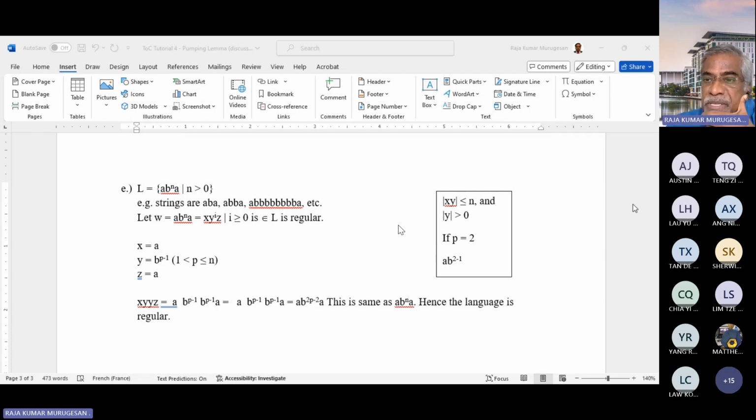If we pump y using the power i, but it also says i is greater than or equal to 0. So if you don't pump y, meaning i is equal to 0, that isn't part of the language though. We pump y using the power i, but it also says i is greater than or equal to 0. So if we don't pump y, meaning i is equal to 0.